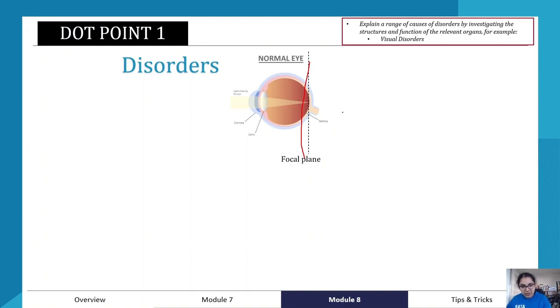That was a disappointing line. Please do not worry about that. Okay, so yeah, there's a line there already. So we've got the normal eye, we've got the focal plane.